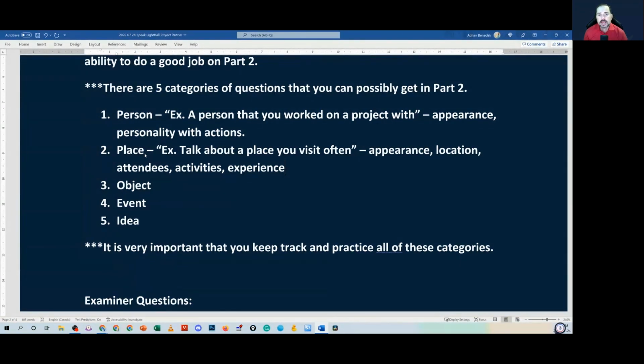So you don't want any surprises. You want to make sure that when that cue card comes, you can right away identify the category and go, okay, this is an object. I have to talk about its appearance, its origin, its utility, its function. So you're not surprised by the topic.